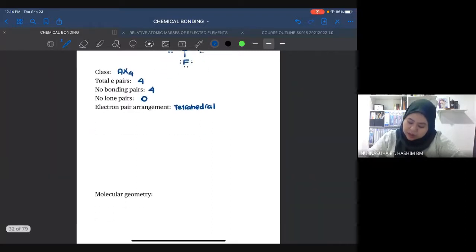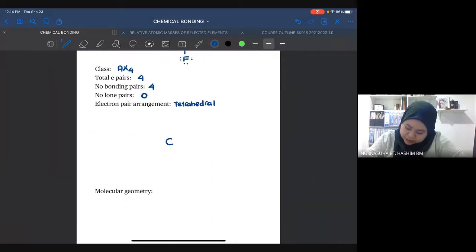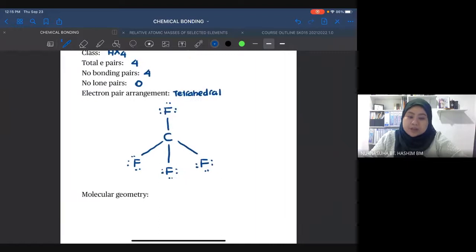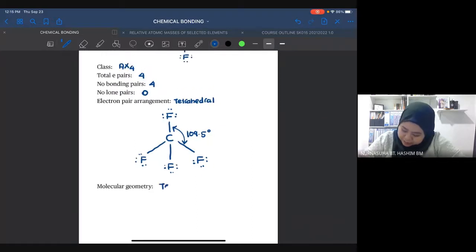Okay, so kalau tetrahedral, carbon dekat tengah, fluorine satu ke atas, 3 lagi tu macam kaki ayam. F, F, F. Don't forget the dot. Okay, so this is the shape of tetrahedral and the bond angle is 109.5 degree. Bukan degree Celsius, degree sahaja. So shape dia adalah tetrahedral.